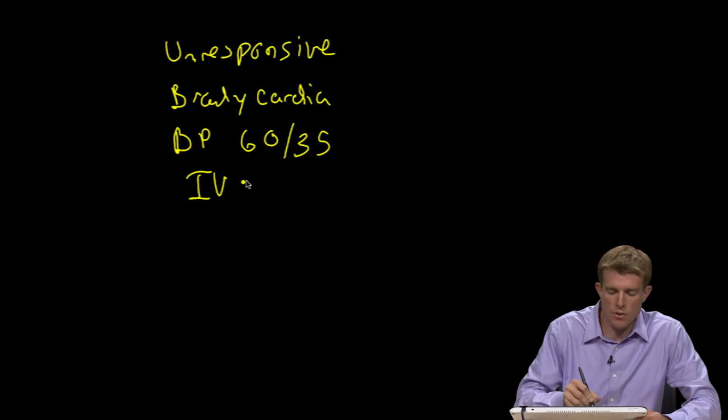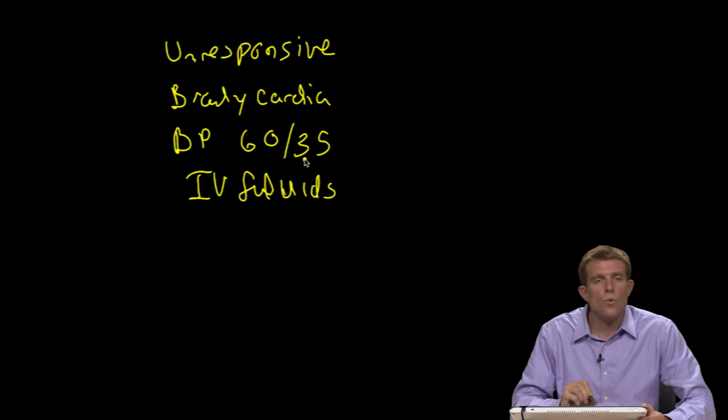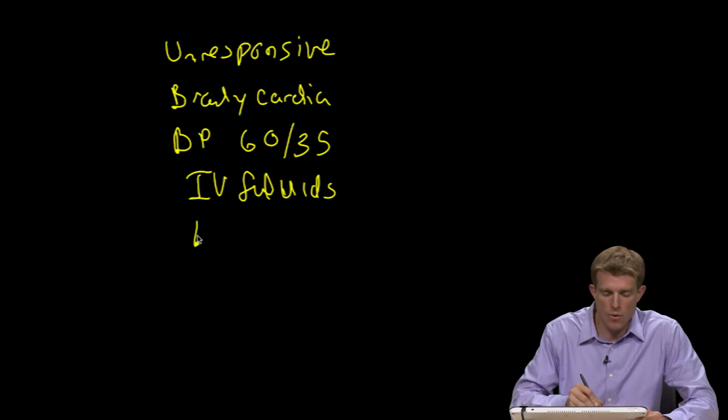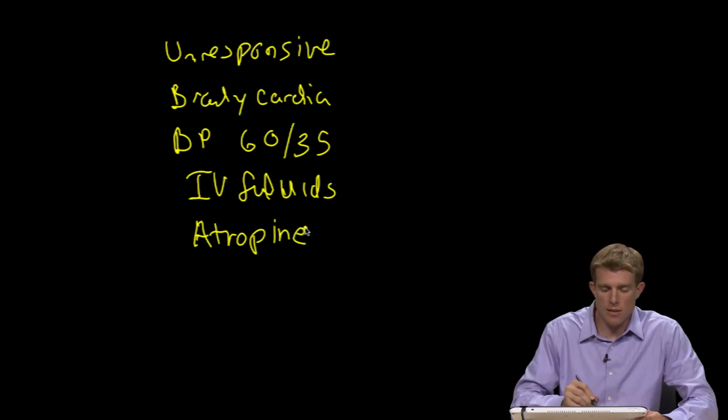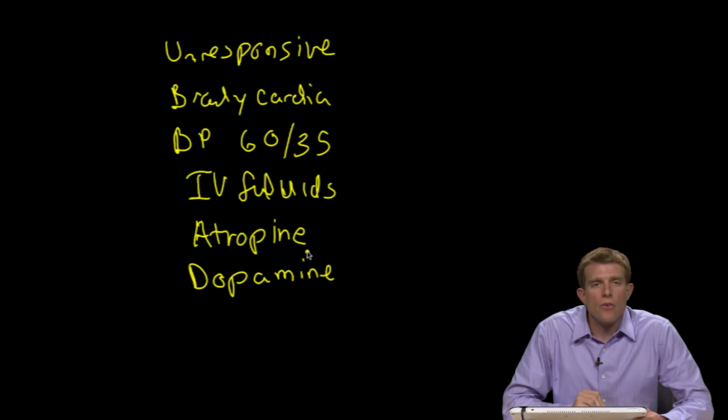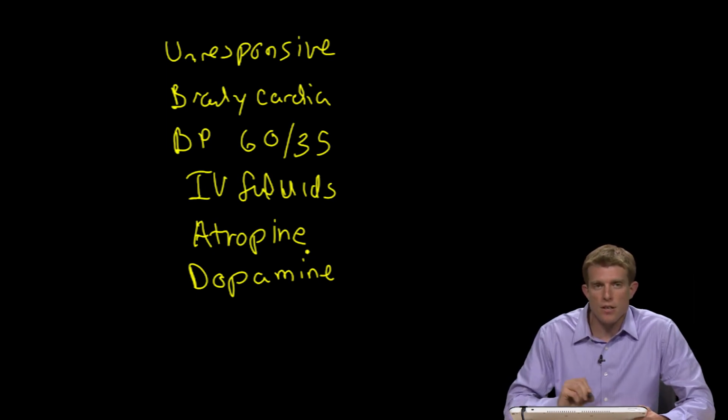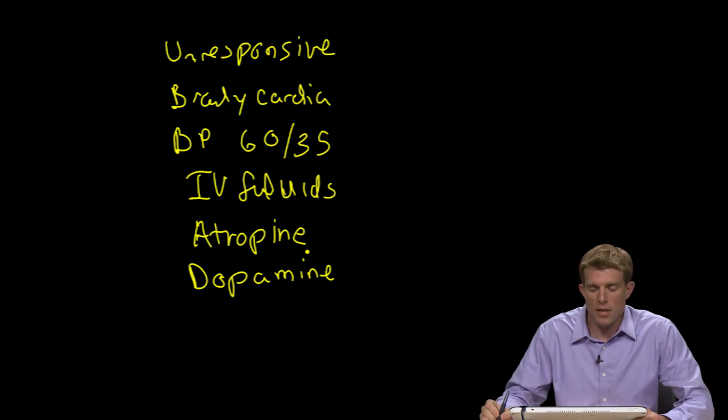So they ordered IV fluids, but they didn't order a specific amount of IV fluids. So what amount of IV fluids and how would we want to give this in our patient? They ordered atropine to decrease the vagal tone and hopefully stimulate the heart rate, and they ordered dopamine as a drip. Are there any other treatment modalities that we would consider in this patient other than the atropine, dopamine, and IV fluids?